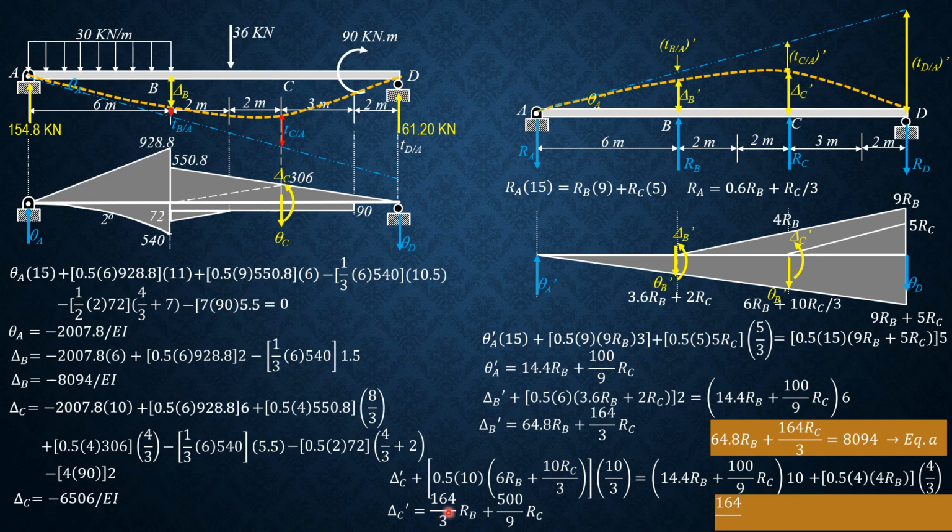So we form the same equation, 164 over 3 RB plus 500 over 9 RC equals 6506.